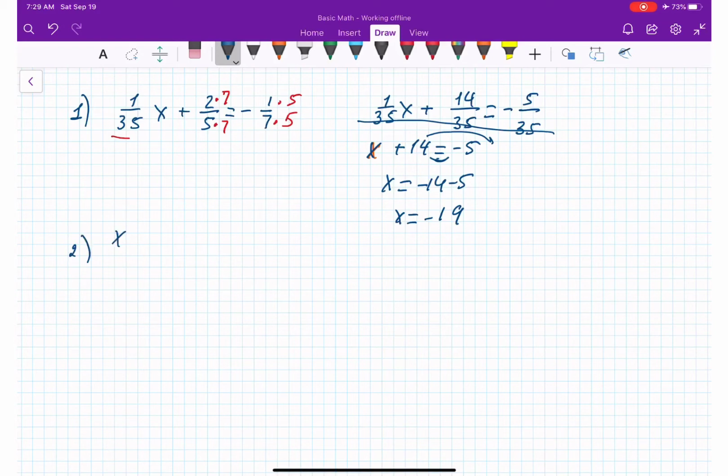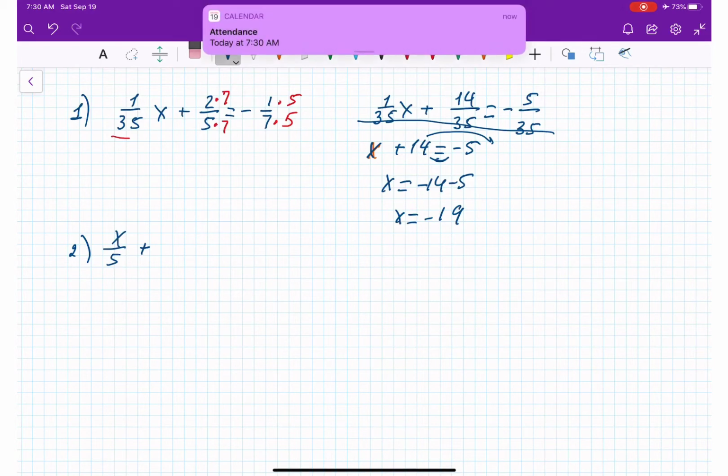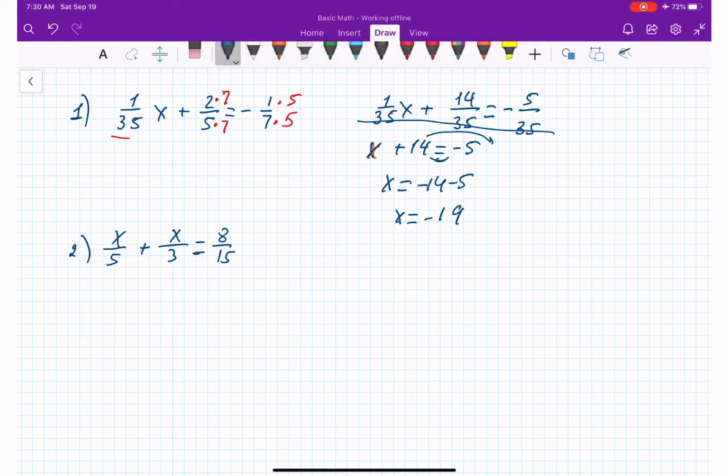x over 5 plus x over 3 is equal to 8 over 15. Okay. So what is the common denominator? 5, 3, 15. 15 is going to be the common denominator because 15 you can divide by 15. 15 you can divide by 3 will be 5, and 15 you can divide by 5 will be 3.